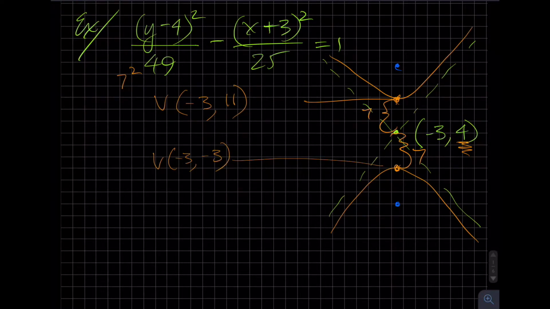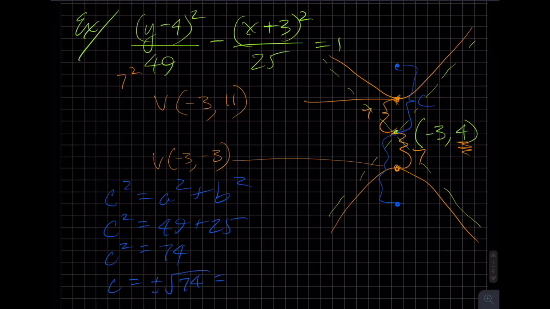To get my focus points, I'm going to have to calculate this C value and determine what it is. And it is C squared equals A squared plus B squared. That's the relationship I'm going to use. So C squared is equal to 49 plus the 25. So C squared is equal to, what, 74? So C is equal to plus or minus the square root of 74. Since it's a distance, we disregard the negative sign, and I get square root of 74.